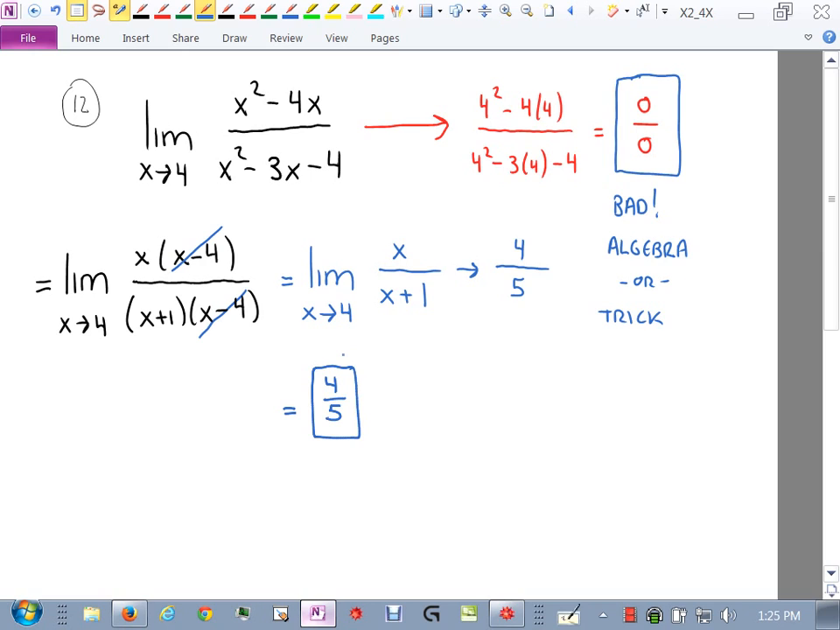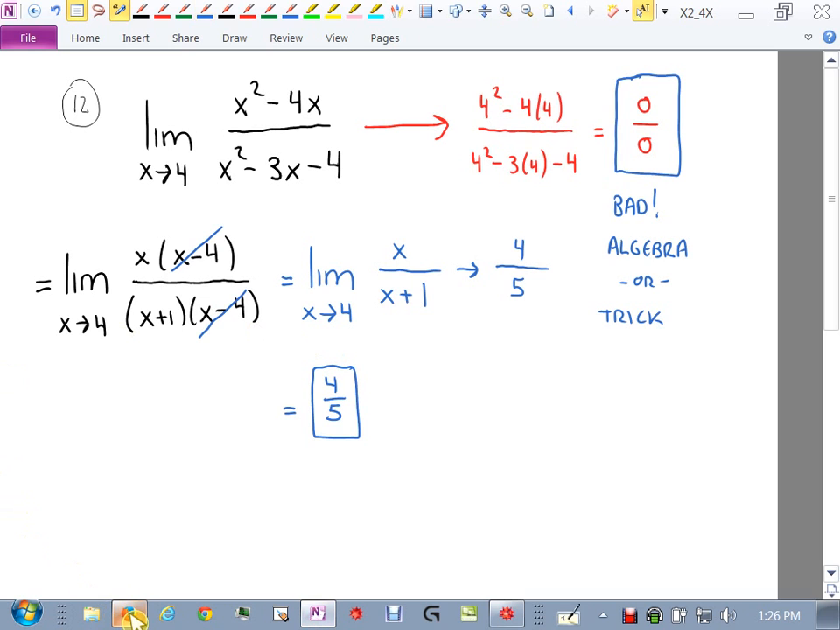Very, very important that you understand. I am not saying that if you plug 4 into this, you get 4/5. What I'm saying is that as you get closer and closer to 4, this thing gets closer and closer to 4/5. It's never actually going to get there, though.